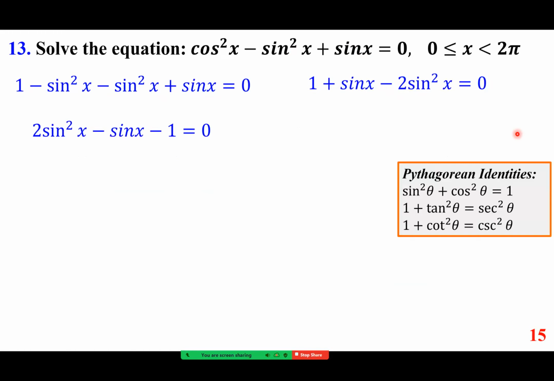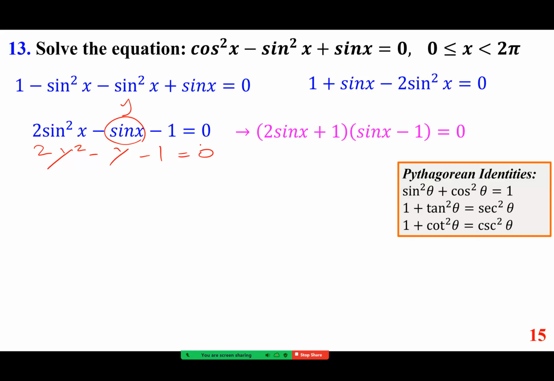If you can factor it the way it is, fine. Otherwise you can say, for example, this is y, and so you have 2 y squared minus y minus 1. In any event, factor. It's a simple factor, because this is 2, you have no choice but to go with 2 and 1. This is negative 1, so 1 and negative 1. You have to work it out till it works. This gives you sine x equals negative 1 half. This gives you sine x equals 1.